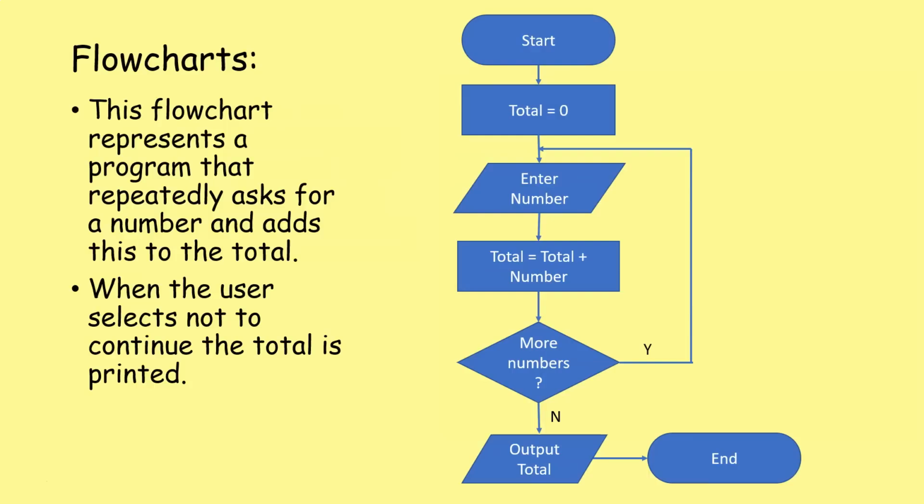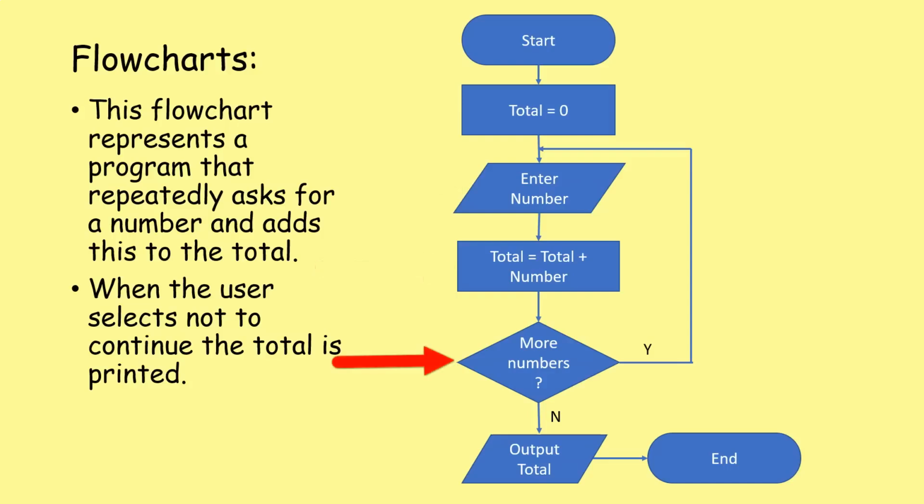So here we have a simple flowchart representing a program that repeatedly asks for a number and adds this to the total. When the user selects not to continue, the total is printed. So we start with the terminal symbol to start. We have a process, which is the total is equal to 0. We've got some input with the parallelogram symbol where we enter a number. A process where we add the total and the number together, store it back as total.